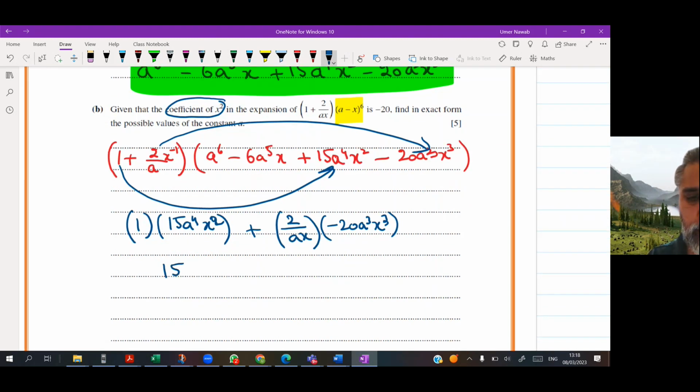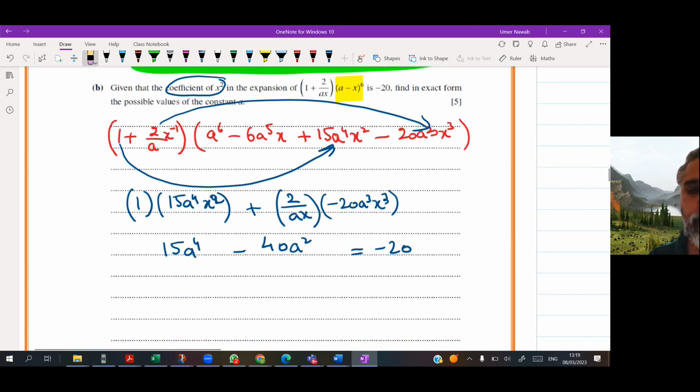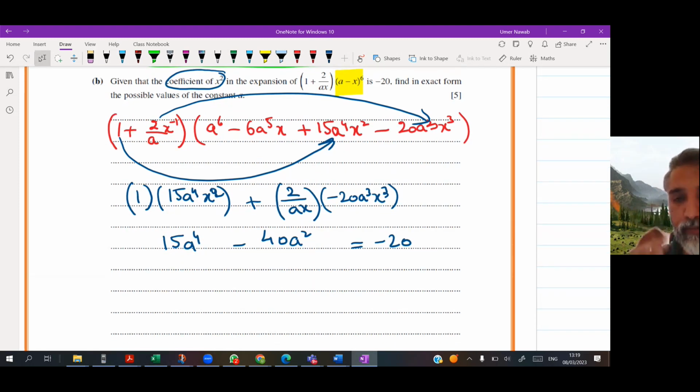It gives you 15 a to the power 4 x squared minus 40, a cancels with a cubed, giving you a squared x squared, and he said that it is equal to minus 20, the coefficient. So I need to erase x squared from it. Now it turns into a disguised quadratic equation.